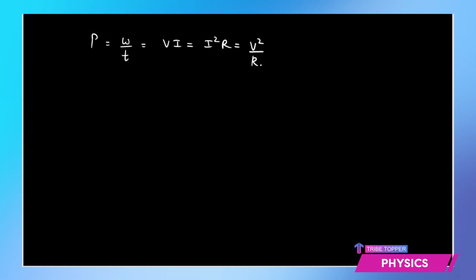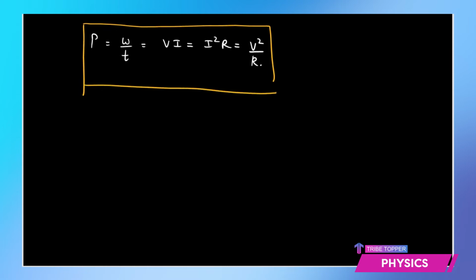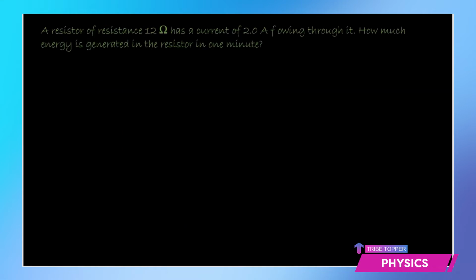Now, which formula you are going to use would depend completely on the question, the information given, and the situation. So let's have a look at a question here. We have a resistor of resistance 12 ohms, which has a current of 2 amps flowing through it. How much energy is generated in the resistor in 1 minute?